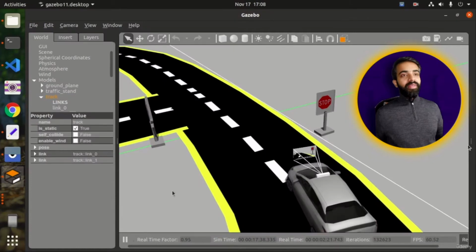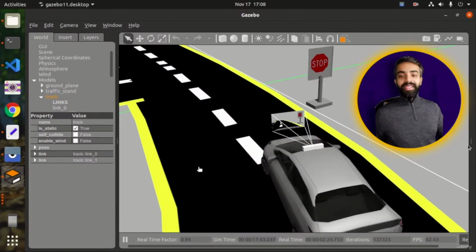So the cruise control and the lane assist feature both are working perfectly, and we can now move on to the next feature, that is navigating the T-junction.